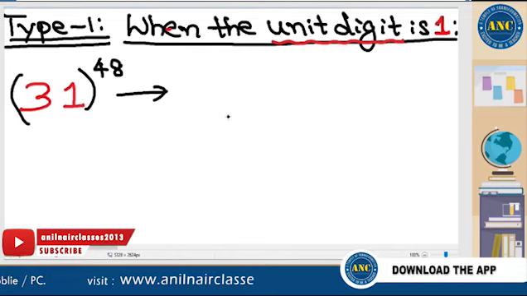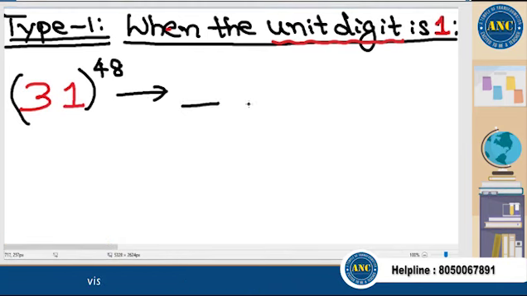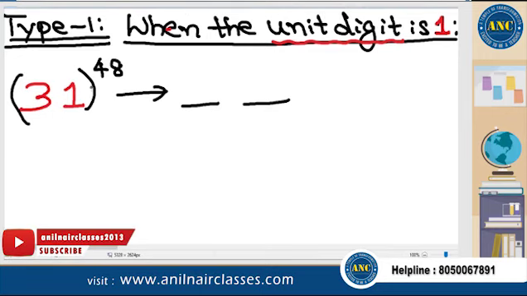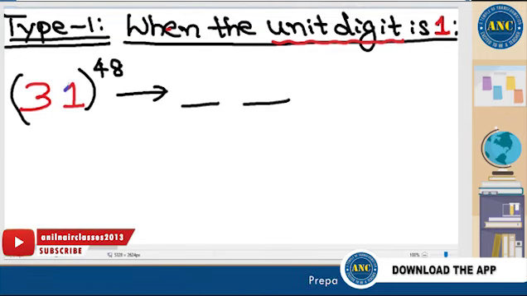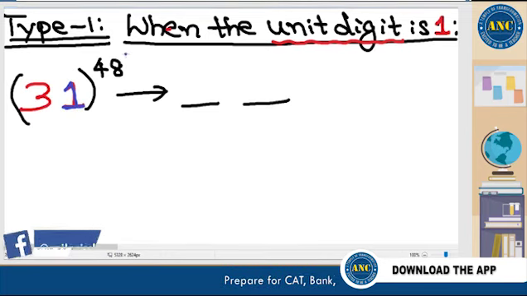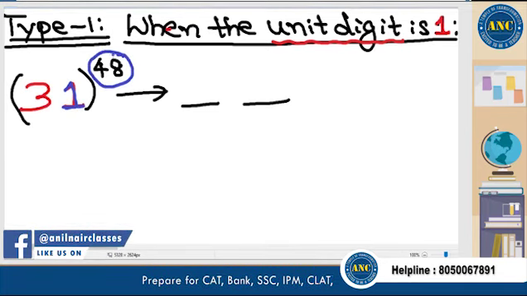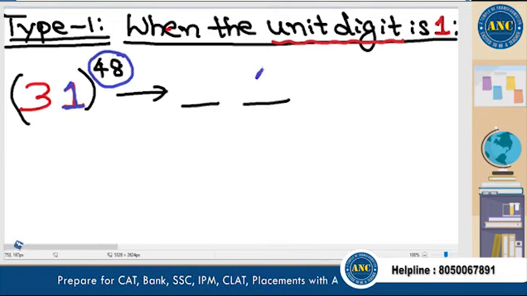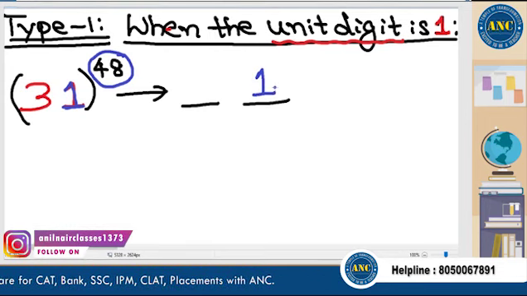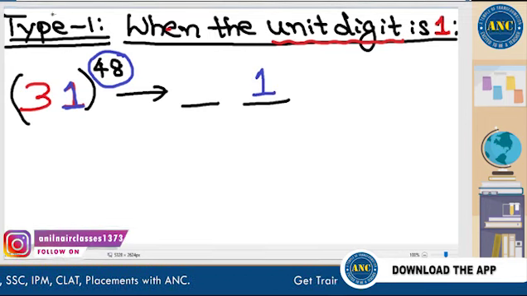Now listen to this carefully, sir. It's a two-step approach. Step number 1, step number 2. Listen to this carefully. Step number 1. What is the unit digit in the base? Unit digit in the base is 1. 1 power any number is how much? 1 power any number is 1. That means unit digit in the answer also will be 1. That is my step number 1.